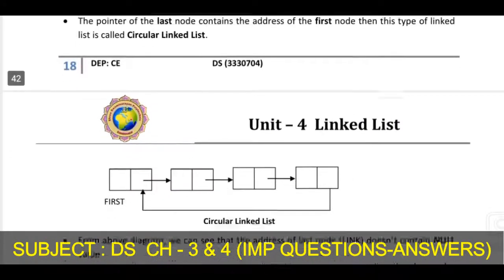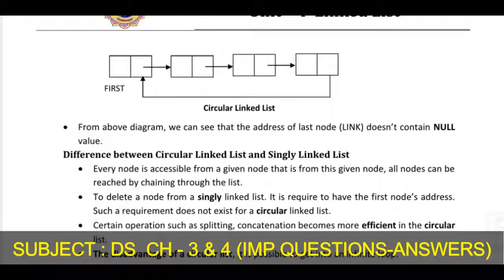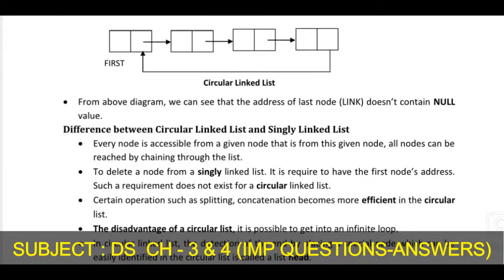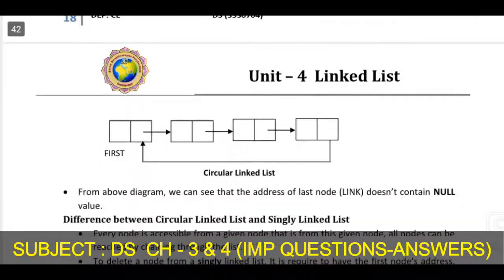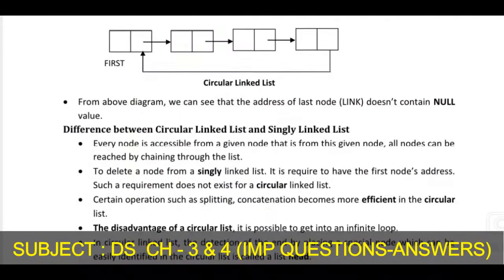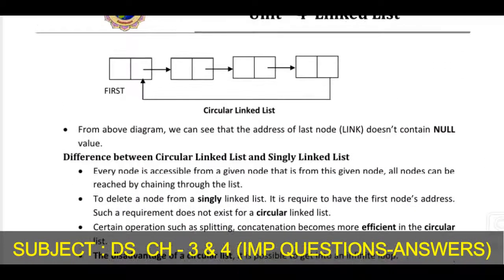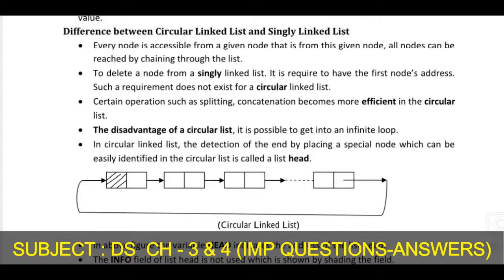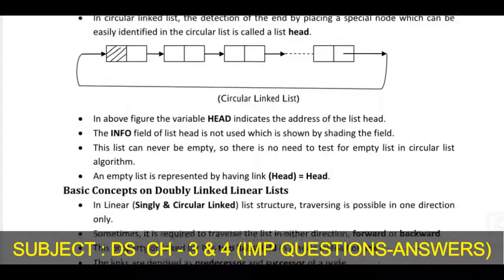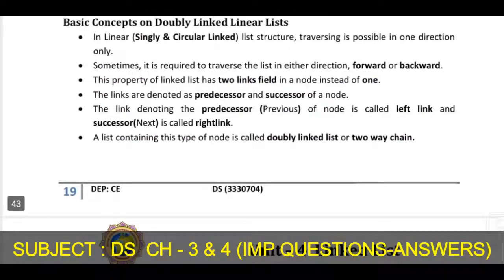Then circular linked list. So here one is the circular linked list concept. In the GTU exam, if asked, we have to write down the circular linked list concept. Then we have to write down the types of circular linked list with description, example and figure. So this one is the circular linked list concept, and here the difference between circular linked list and single linked list. Then the basic concept of doubly linked list.